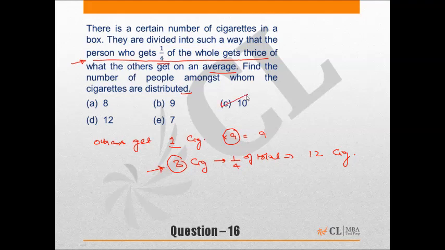Correct answer, choice C. The best way to work with this question is to ensure you use numbers rather than working with variables. Don't create complicated equations. Assume a number as we did out here. Let the average be 1. So the person who's getting 1/4 is going to get 3 because he's getting thrice of others. So he's got 3 cigarettes. So the total is 12. Because the total is 12, one person has got 3. That means all the others who have got 1 have to be 9 in number. So 9 people who get 1 cigarette each and 1 person who gets 3 cigarettes, total of 10, is the answer.